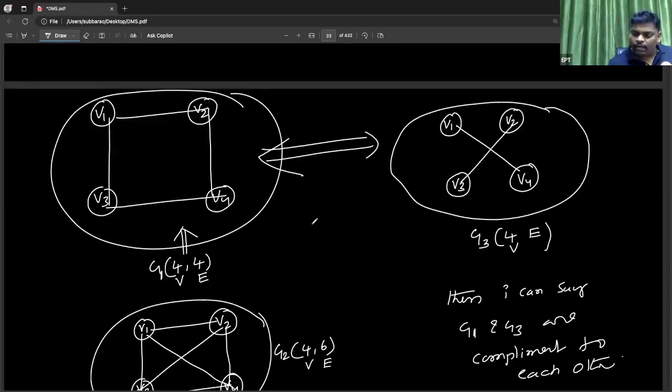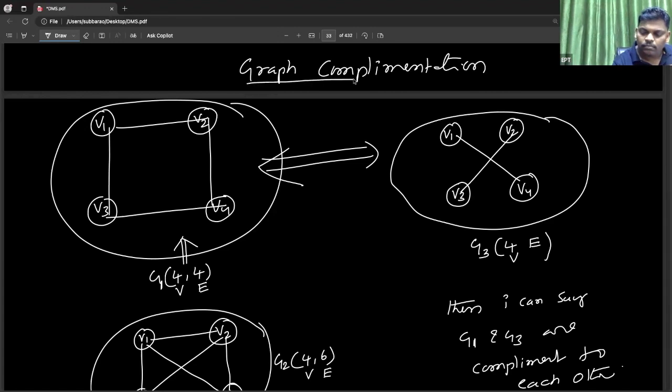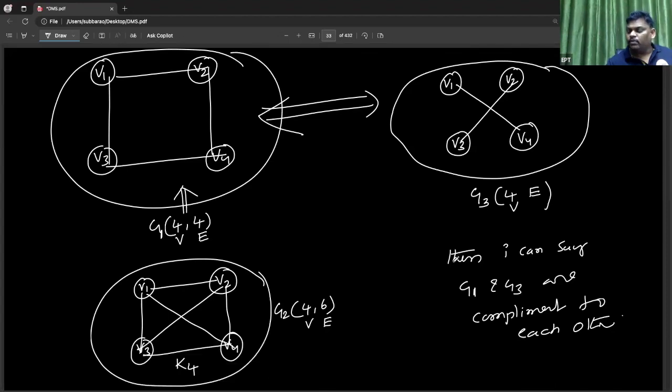If you want, you can write on the top: graph complementation. G1 graph complementation is G3. That means G3 graph complementation is G1. Then I can say that G1 and G3 are complements of each other.